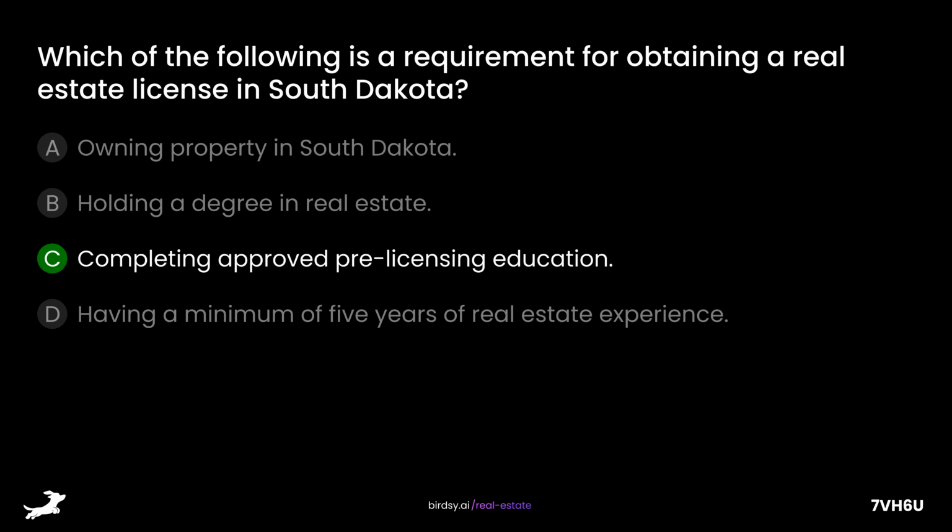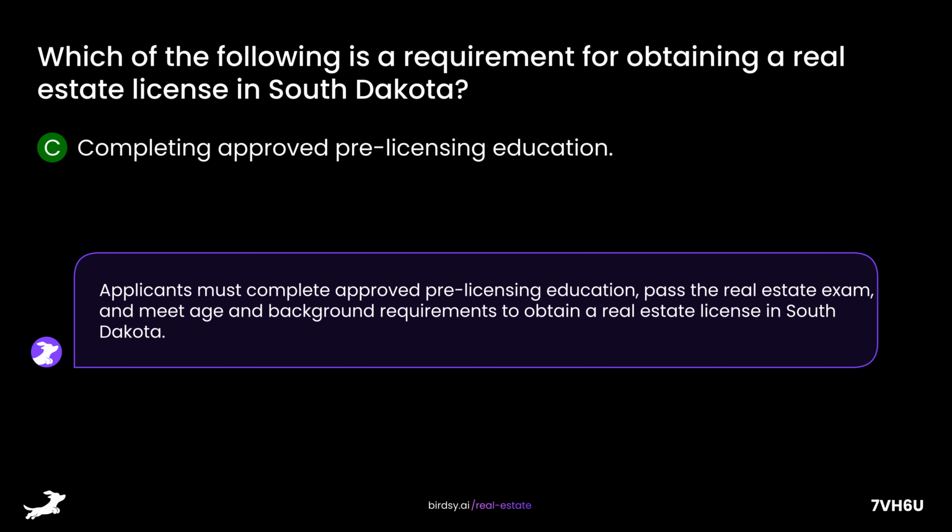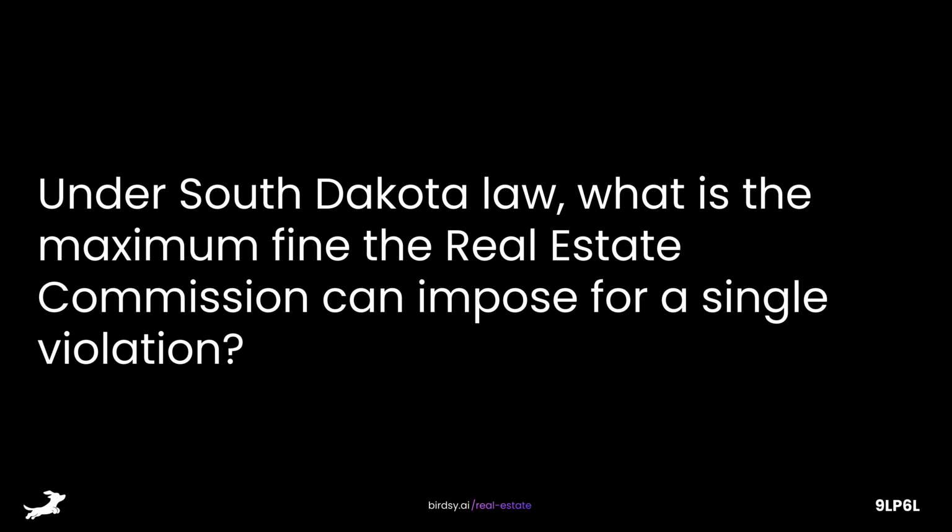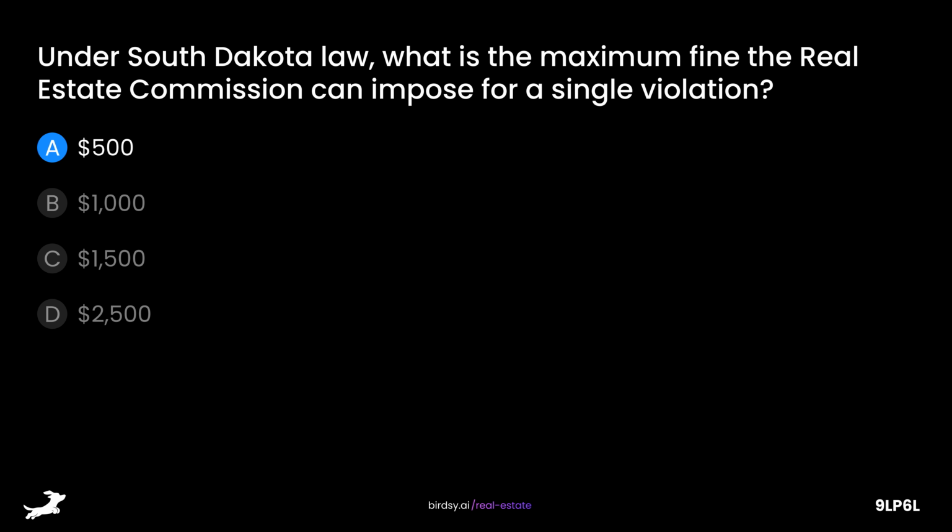The answer is C, completing approved pre-licensing education. Applicants must complete approved pre-licensing education, pass the real estate exam, and meet age and background requirements to obtain a real estate license in South Dakota. Under South Dakota law, what is the maximum fine the Real Estate Commission can impose for a single violation? Is it A, $500, B, $1,000, C, $1,500, or D, $2,500?